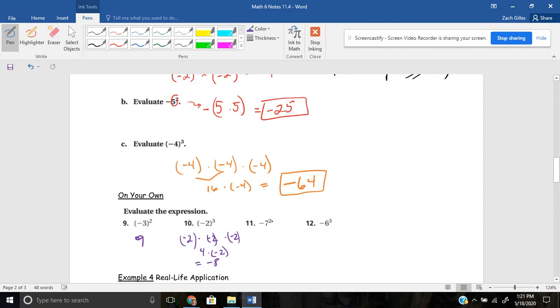Number 11, 7 squared would be 49, and then bring that negative along for the ride because it's not in the parentheses. And number 12, we've got 6 to the third power, which is 6 times 6 times 6. That gives you 36 times 6, which would give you 216. And then bring that negative along for the ride since it's not in parentheses.